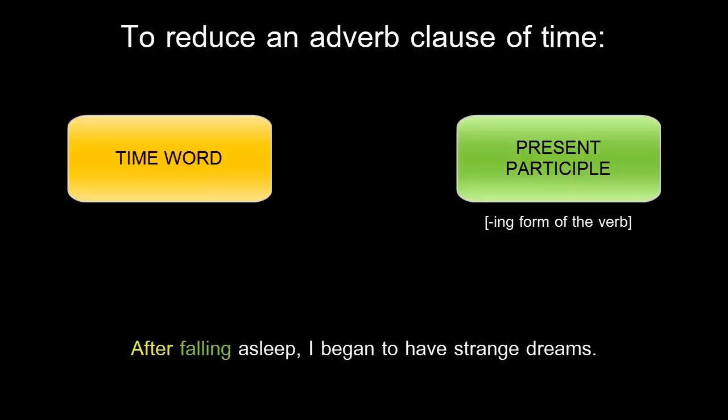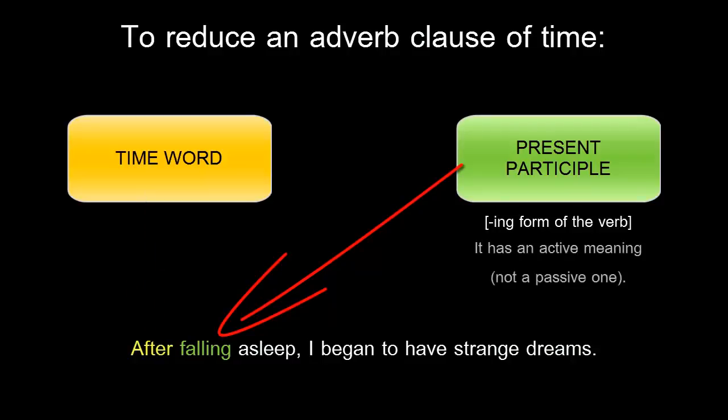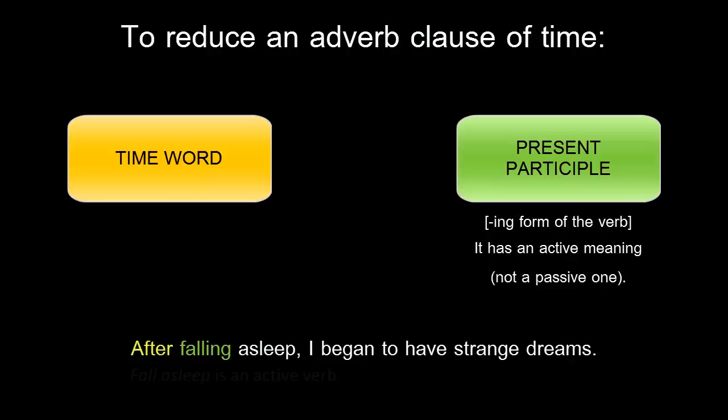After falling asleep, I began to have strange dreams. The present participle has an active meaning, so it's understood that the subject is doing the action. We can only form a phrase from an adverb clause if the subjects of the two clauses are the same.